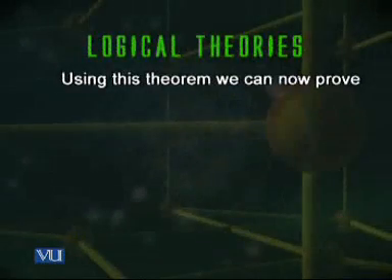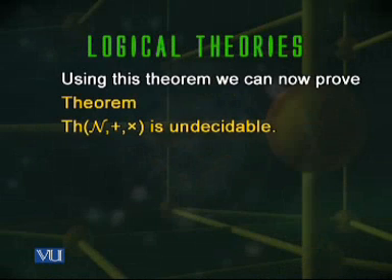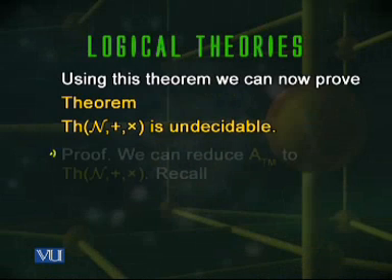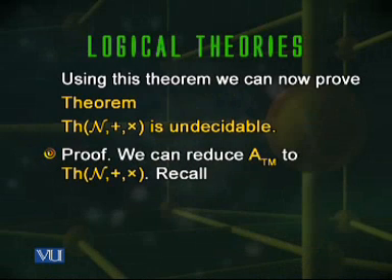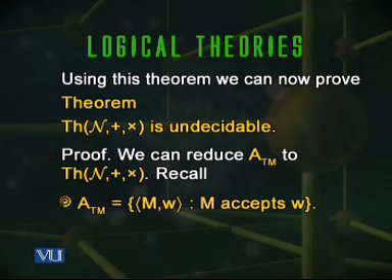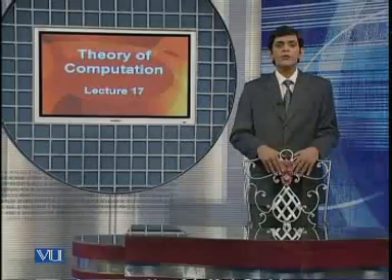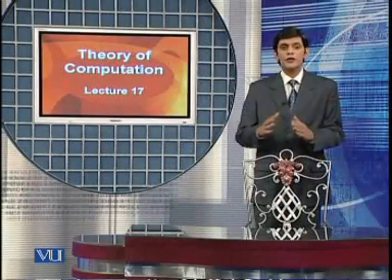Let's use this theorem in order to prove the theorem that we really want to prove, which is that the theory of N, comma, plus and cross is not decidable. Using the previous theorem, we can now prove that the theory of N plus and cross is undecidable. The proof is we will reduce ATM to this set. Recall that ATM is the set of all pairs M comma W such that M accepts W. So all we have to do is reduce ATM to this set.